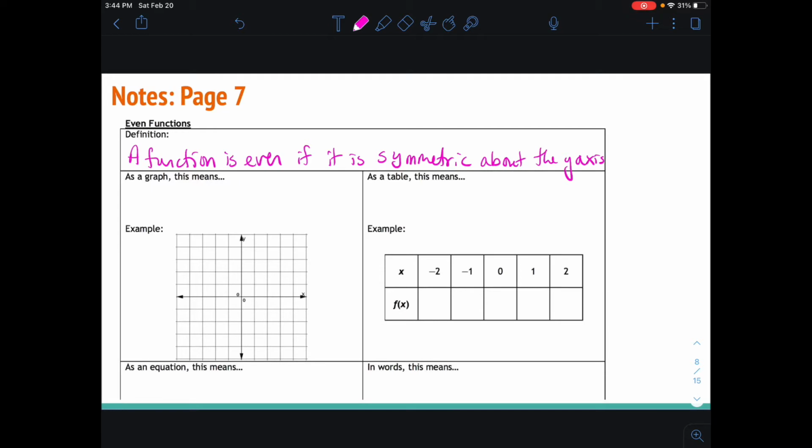Okay, so as a graph, what does this mean? Well, let's go ahead and draw one in here. So we'll just go ahead and make an absolute value graph. And if I want to reflect it, I need to have that mirror image over on the other side as well. So this is an example of a graph where the line, the y-axis, which is x equals 0, is the line of symmetry. So for a graph, this means that you can reflect a graph.